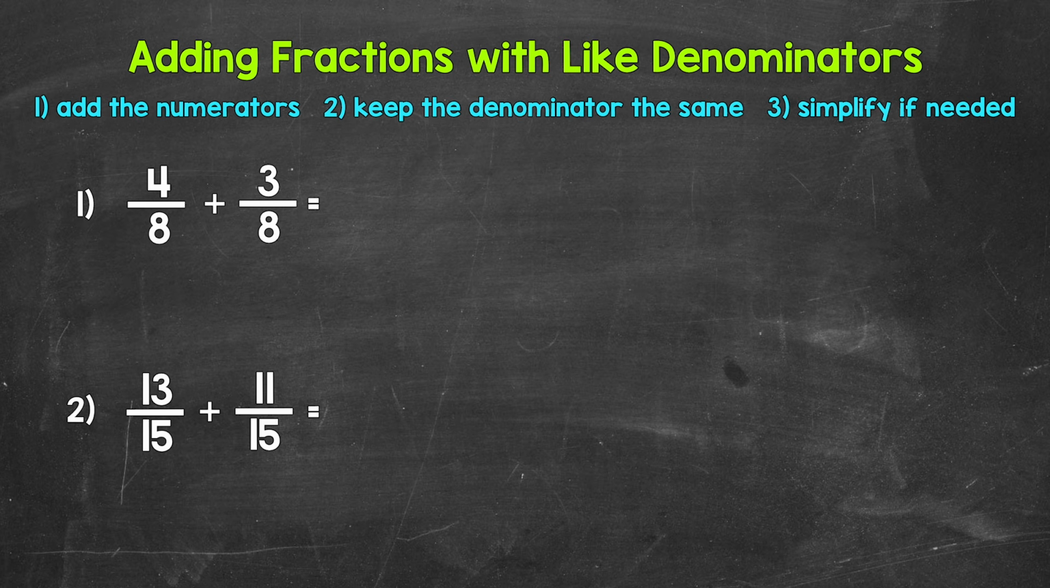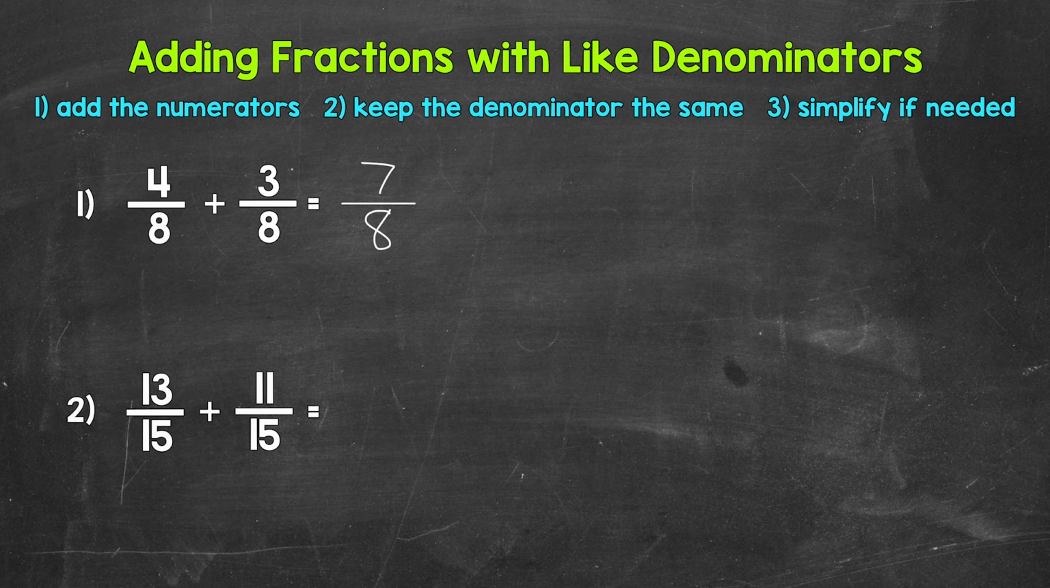So for number 1, let's start by adding those numerators. 4 plus 3 gives us 7. And then we keep that denominator of 8 the same. And we get 7/8. That's our answer.